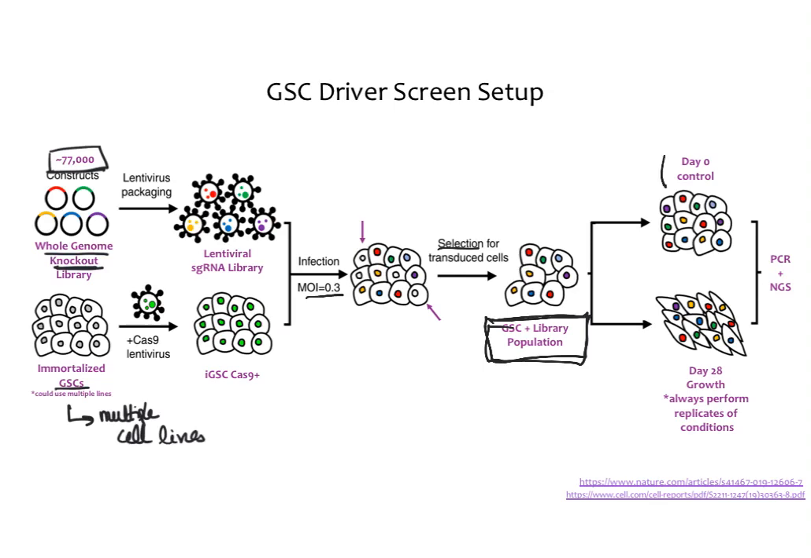So our control is going to be the day zero because we want to see what genes were there at day zero. And as the cells grew in culture, so 28 days of growth, what cells dropped out over the period of that growth and what cells were enriched over the period of that growth. That's going to tell us which genes contributed to cell death and which genes contributed to cell viability. And then we're going to send it for sequencing at the end, like we've talked about.